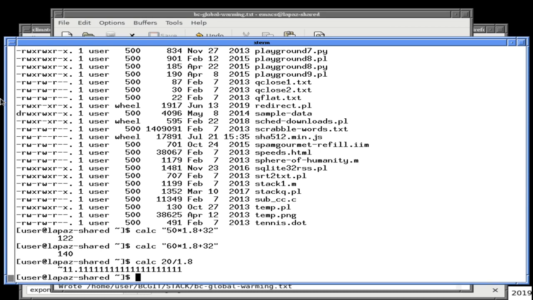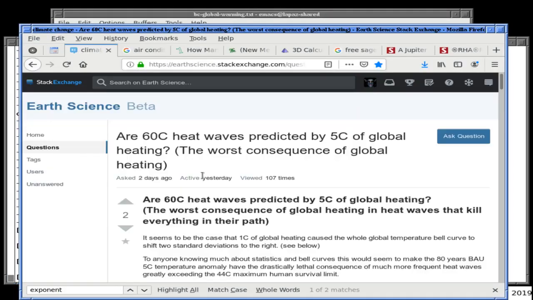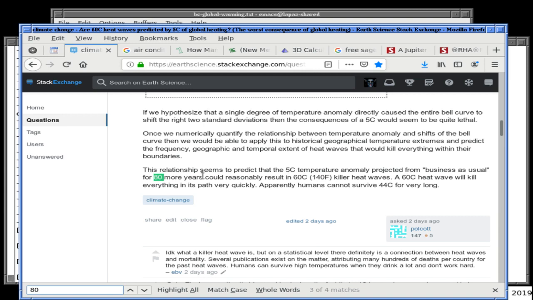Correct, and we don't really have to worry about a 1 to 2 degrees Celsius increase in a century. It's just not significant compared to the problems we have now. And that is the standard. I think Mr. Polcott even mentions this. He even says the 80 years is sort of what they're giving us right now. The relationship seems to predict that from business as usual for 80 more years. Honestly, extrapolation doesn't work, and exponential extrapolation is even worse. So I don't think we're going to get hit with this for 80 more years.